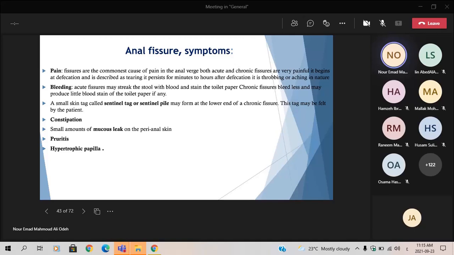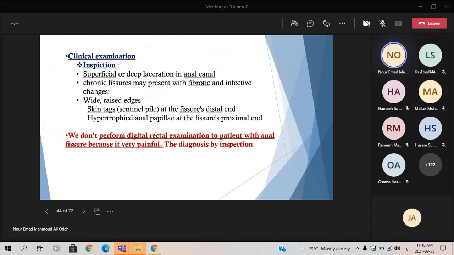Anal fissure is the most common cause of perianal pain, and it includes bleeding and constipation, and also pruritus and hypertrophic papillae. Sentinel tags, which occur in the chronic fissure, and also hypertrophied papillae. Clinical examination of the fissure is only inspection because it's very painful.